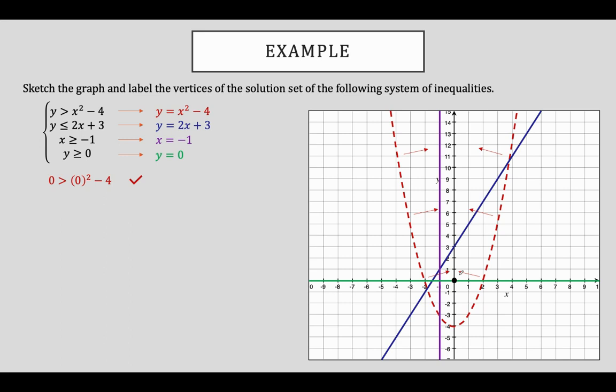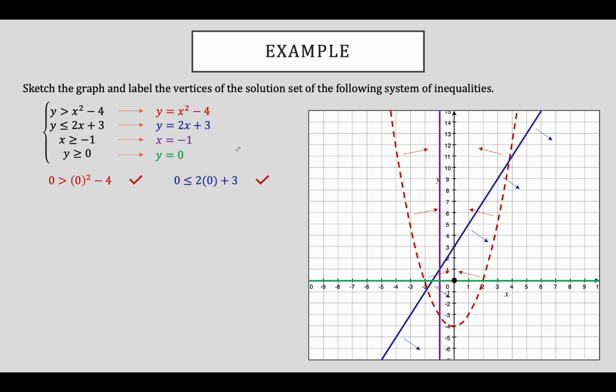We can also use the test point (0, 0) for our line with a slope of 2. Let's plug that into the second inequality. 0 is less than or equal to 2 times 0 plus 3. Well, 2 times 0, that's 0. We get 0 is less than or equal to 3, and that is a true statement as well. So for our blue inequality here, we want to shade, again, the region that includes our test point at (0, 0). We're shading down and to the right from the blue line.